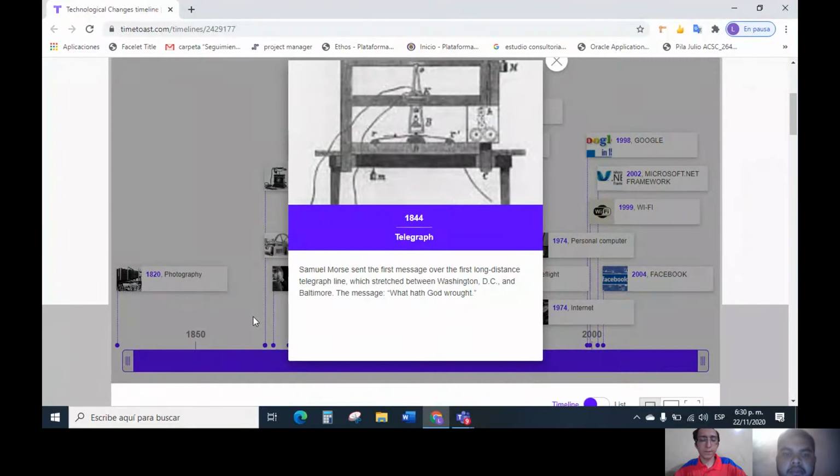In 1844, Samuel Morse created the telegraph. Samuel Morse sent the first message over the first long-distance telegraph line, which stretched between Washington, D.C. and Baltimore. The message was "What hath God wrought."